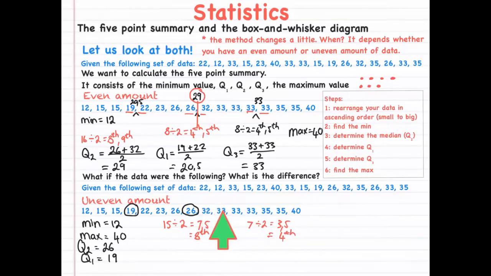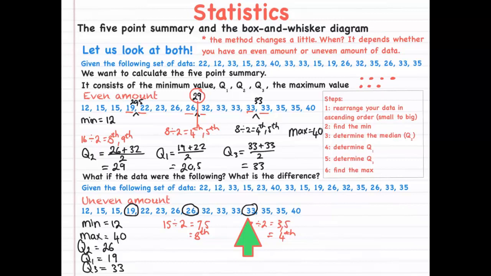Now we find the middle one here at the back. So again, 1, 2, 3, 4, 5, 6, 7. 7 divided by 2 is 3.5. We're looking at the 4th one from the middle. So it will be 1, 2, 3, 4. And we can circle that one in our black pen. And that will be our Q3. So Q3 is equal to 33.